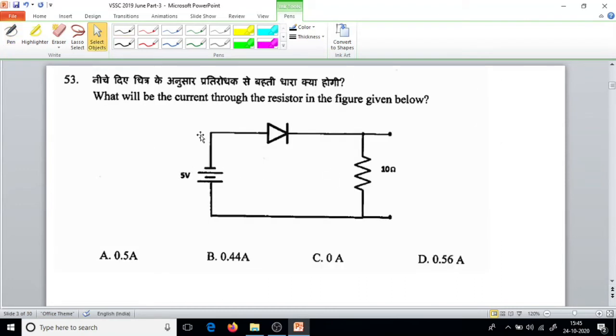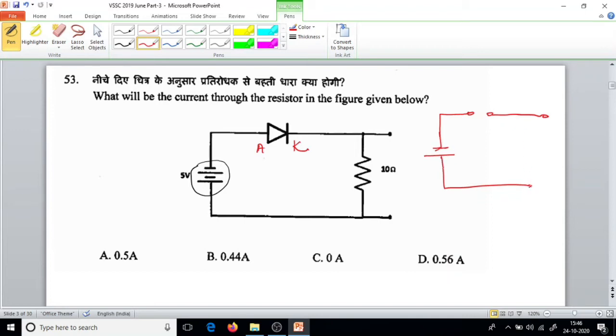Question number 53. What will be the current through the resistor in the figure given below? If you see here, this is the battery, and one diode is connected in series, and the resistor is acting as a load. Now the diode is reverse biased, anode and cathode of the diode. The diode is reverse biased, so it doesn't conduct. If I redraw the circuit, it's a battery. The diode will act like an open circuit.